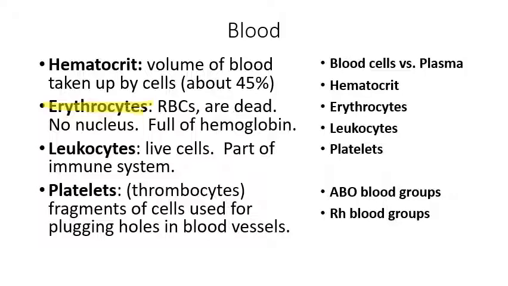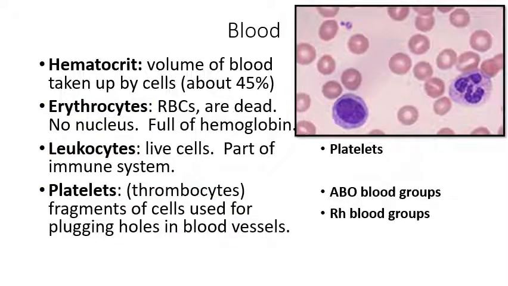Those are the erythrocytes. The leukocytes are white blood cells, and they are part of the immune system, and they are live. And the platelets, which are also called thrombocytes, are little fragments. They're not actually cells. They're tiny fragments that have broken off from a larger type of cell, and they're used to help patch holes in the blood vessels and also to help the blood clot if there's a big hole in one of the blood vessels.